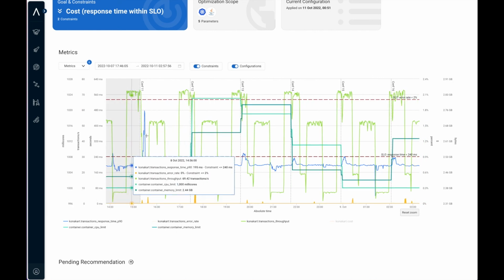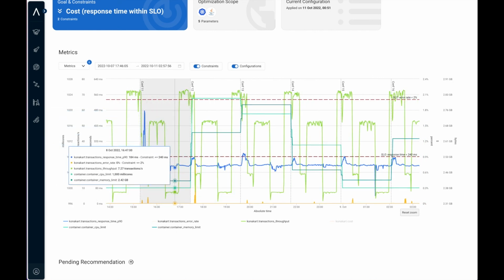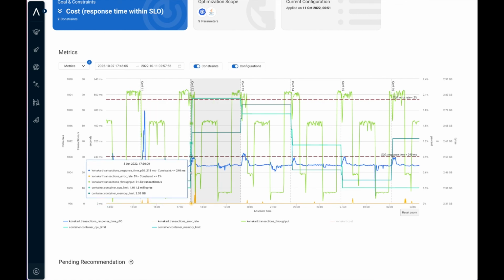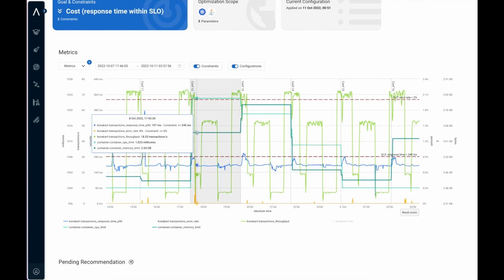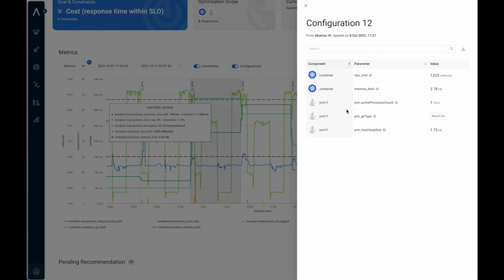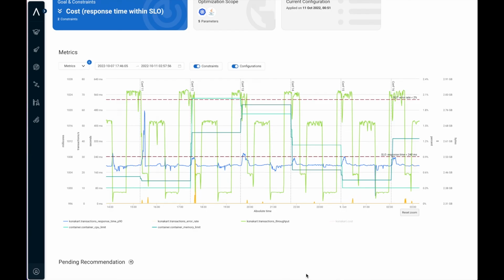As we can see, after the response time peak, Akamas AI has been adjusting automatically both CPU and memory limits in order to make sure constraints would be met. This can also be investigated by directly looking at each configuration over time.